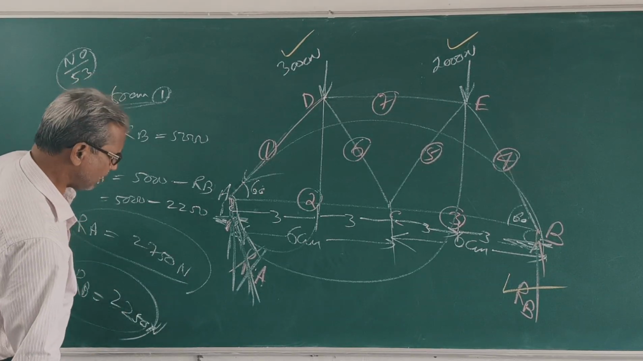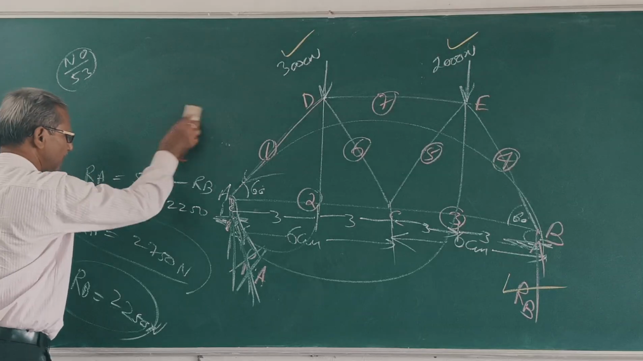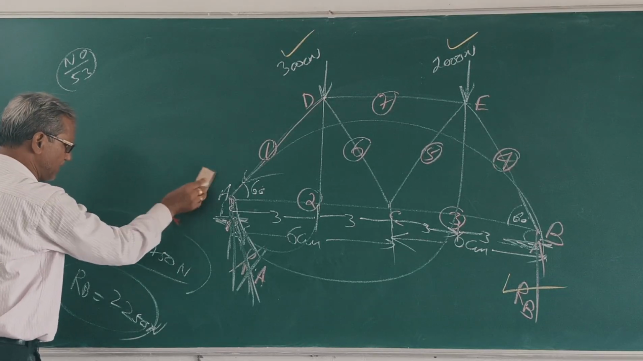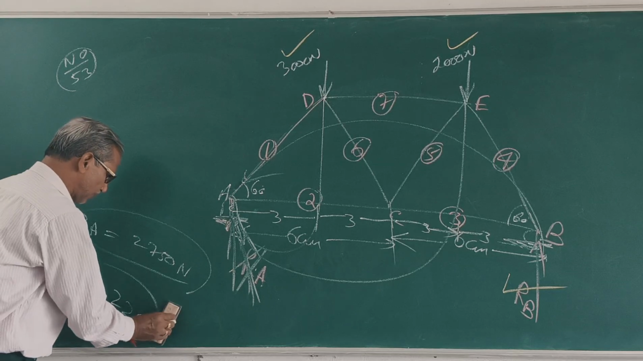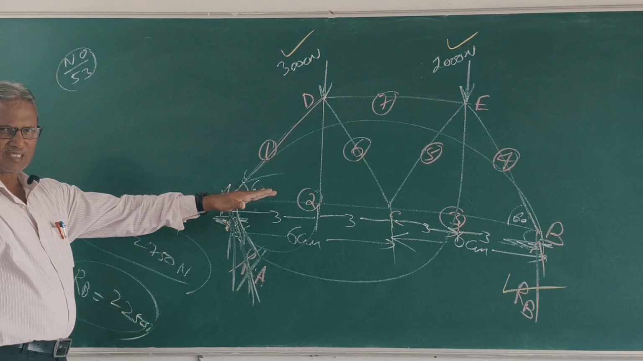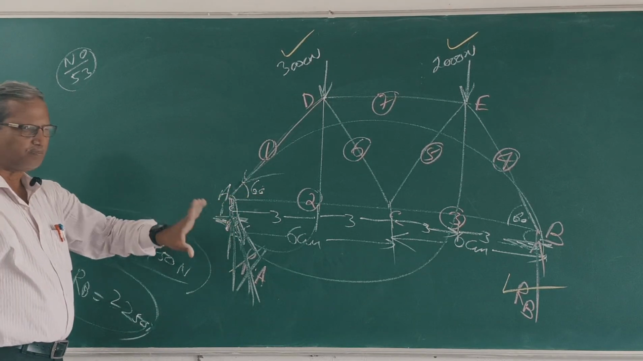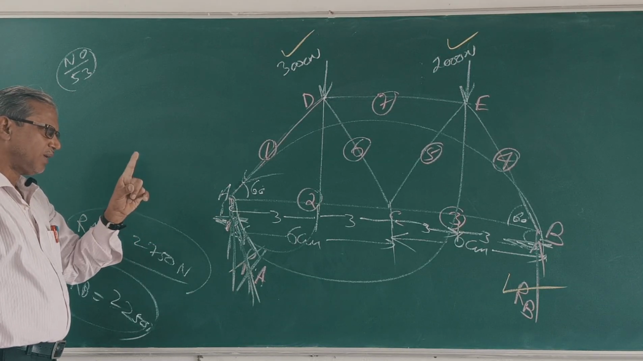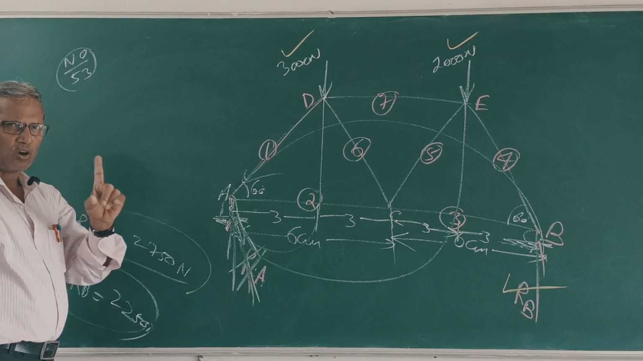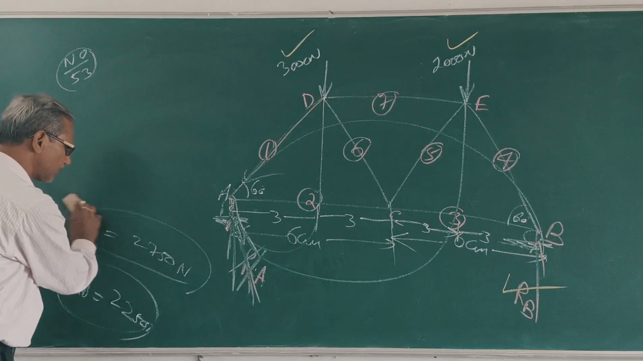Then, our first point is to find the reaction at the support. Second point, mark the direction in each member. Third point, choose a point where the minimum number of unknown forces are given. Clear?